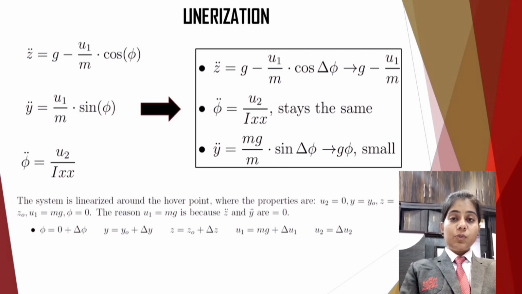Here, z double dot equals g minus U1 by m into cos phi, where phi double dot equals moment divided by moment of inertia, which stays the same, and y double dot equals g times phi, where the value of phi is very small. So it is small, and the sine of a small angle is the angle itself. So we can say that due to this the phi angle becomes 0.